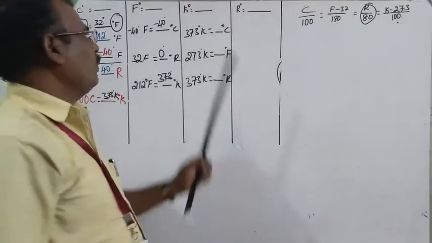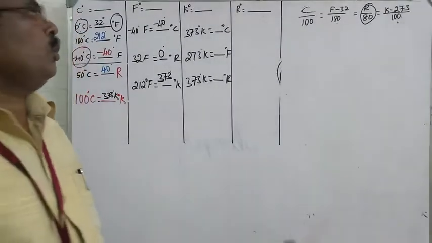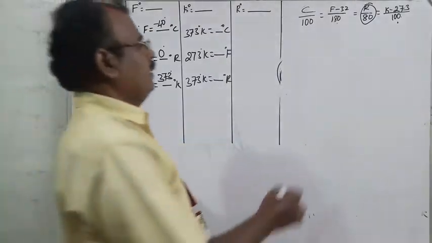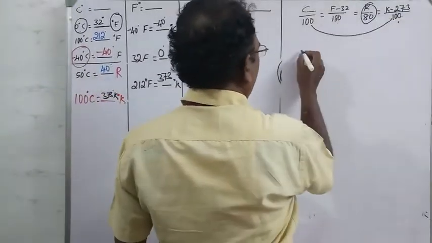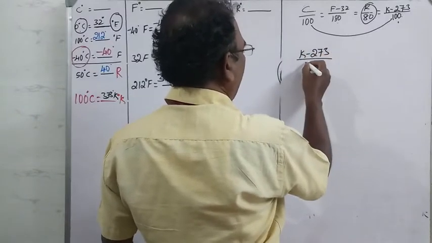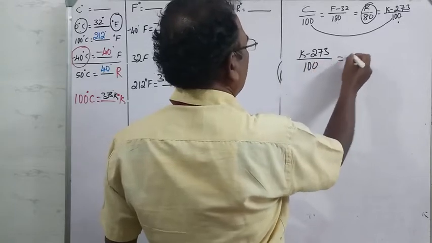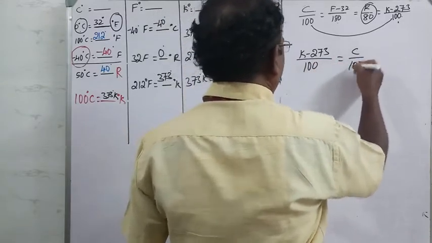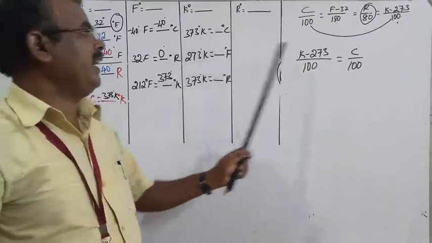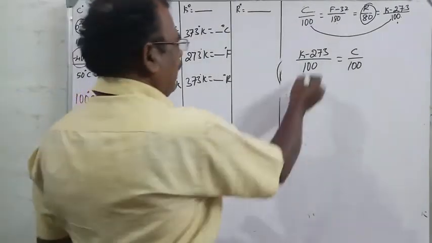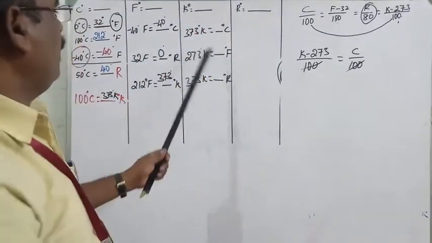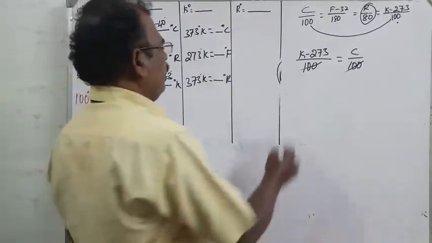One by one, now you can compare with the Kelvin scales too. What is our scale? This is the centigrade scale. So Kelvin and centigrade: K minus 273 divided by 100 is equal to C by 100. Now you compare only the Kelvin and centigrade scales. This 100 will be cancelled directly. Now, what is the value he has given? 373. What is the value of K?